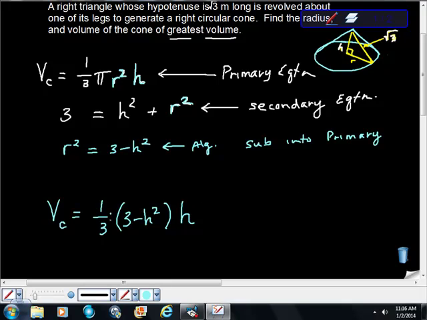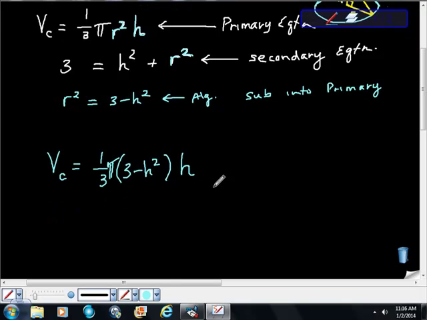And did I forget my pi? There's pi. Somebody was catching that. Sorry about that. I'm going to go ahead and multiply this h in. I'm not going to multiply this because this is a constant value. So I'm going to say that the volume of my right cone is equal to 1/3 pi (3h minus h cubed). Can we agree on that?